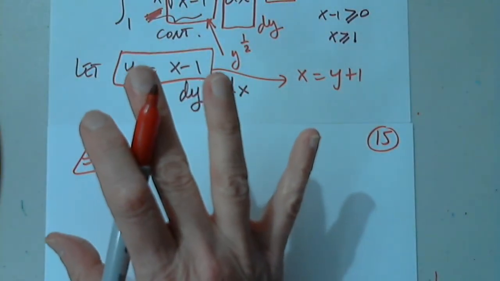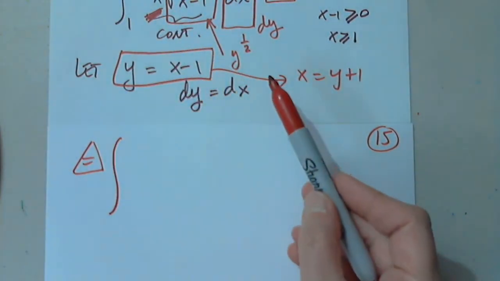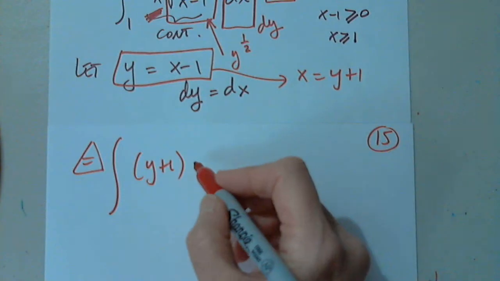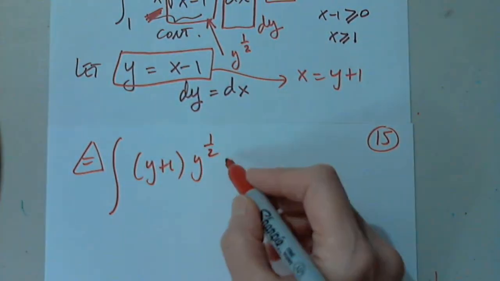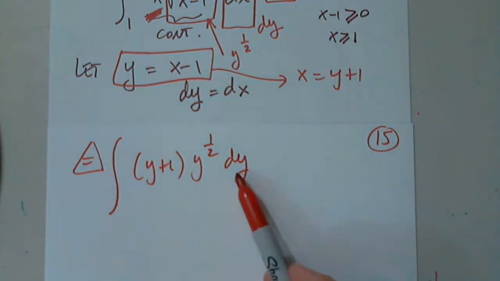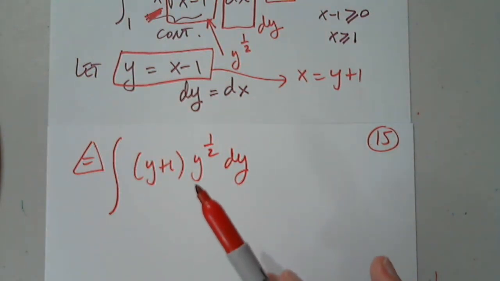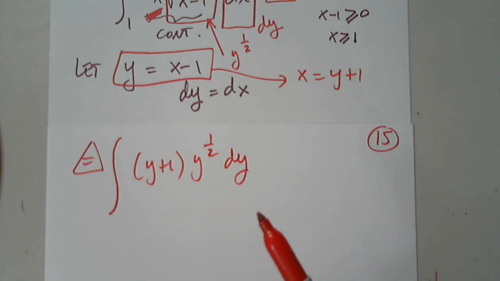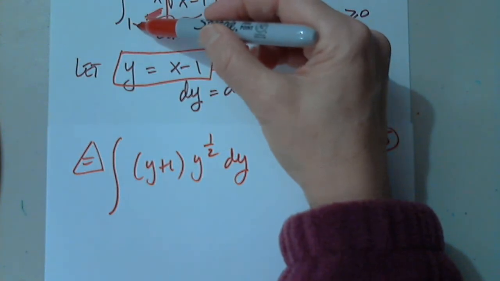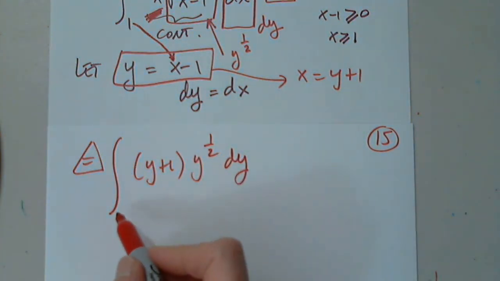Do not copy the limits of integration. Okay. So this is replaced by y plus 1. This is replaced by y to 1/2. This is replaced by dy. Awesome so far. I have all the x's gone. Each and every piece is replaced by something in terms of y. But now, this is the only difference from indefinite to definite. When the lower limit for x is 1, what is the lower limit for y?